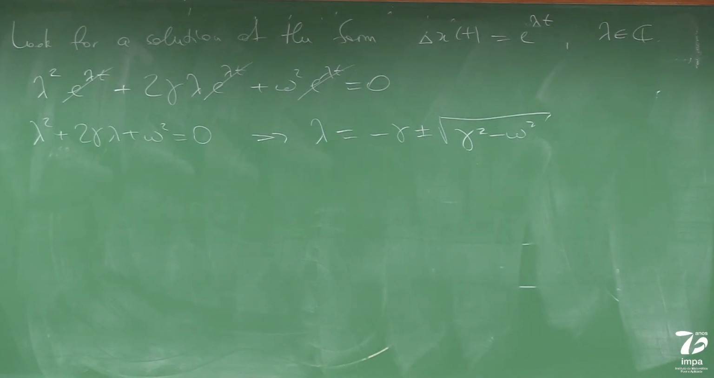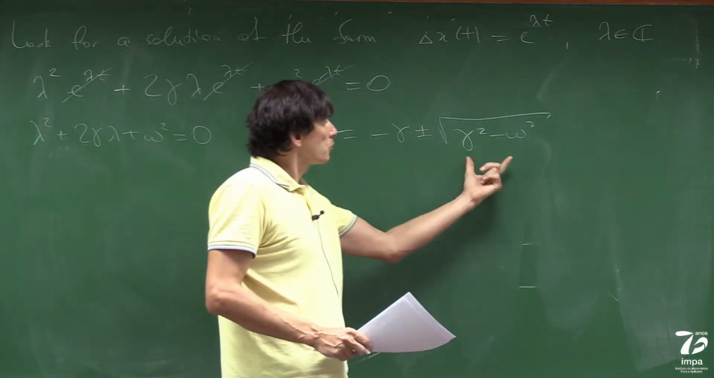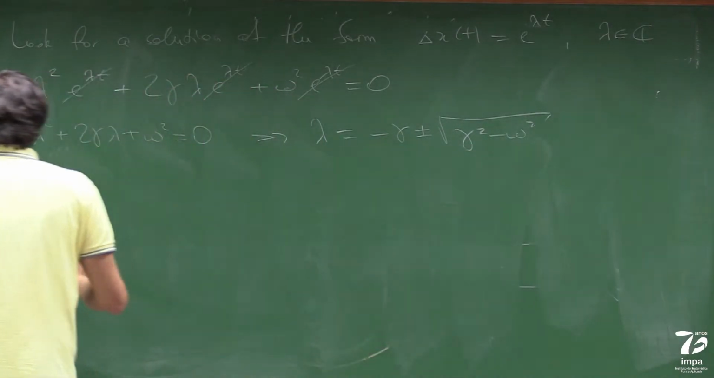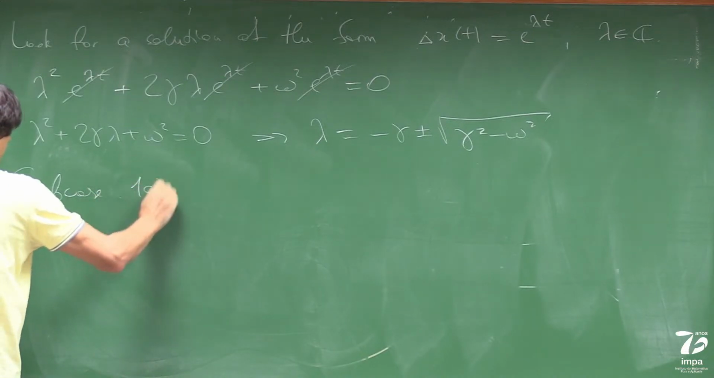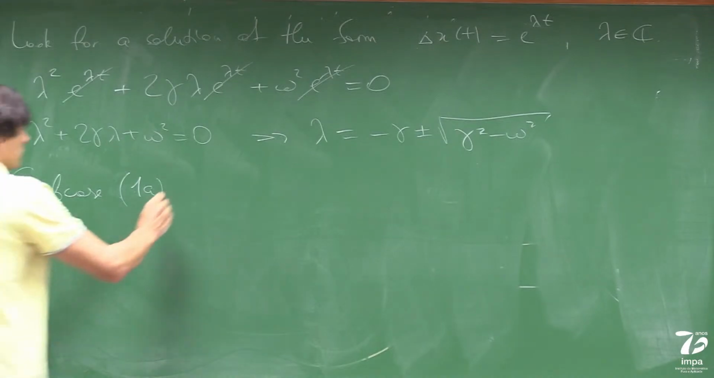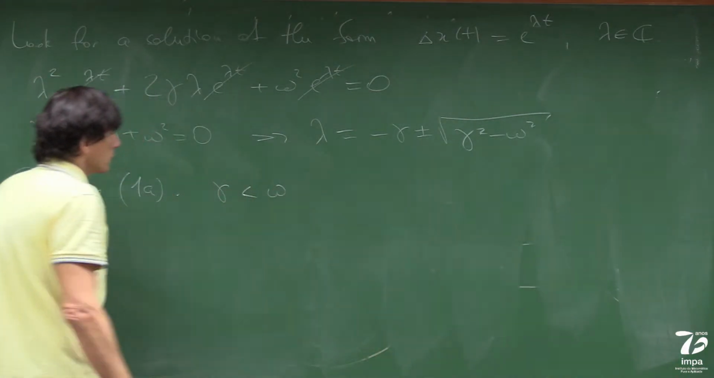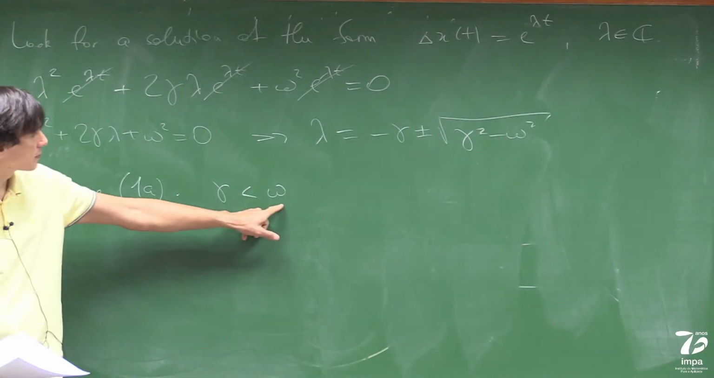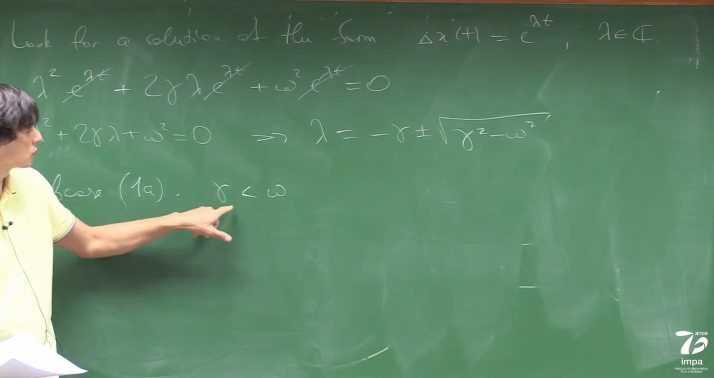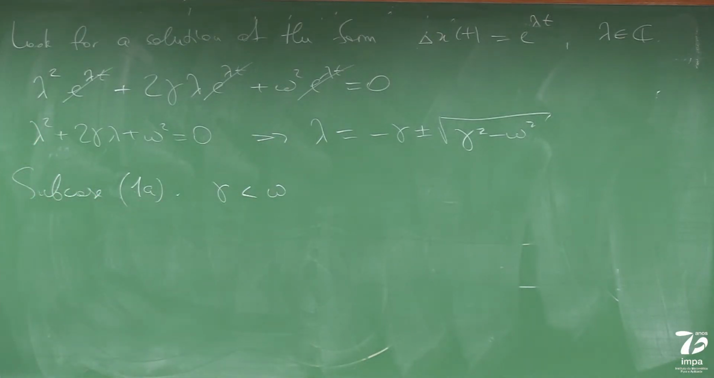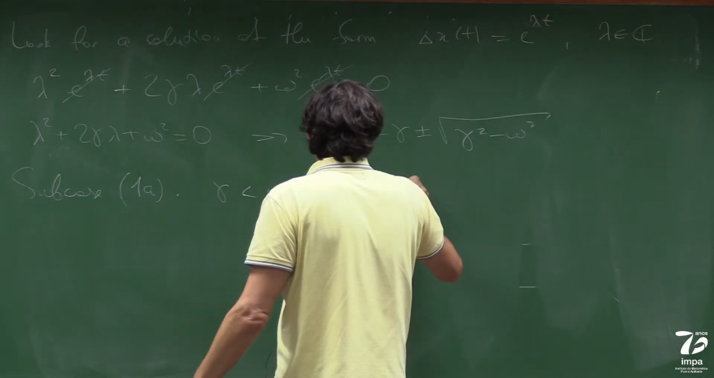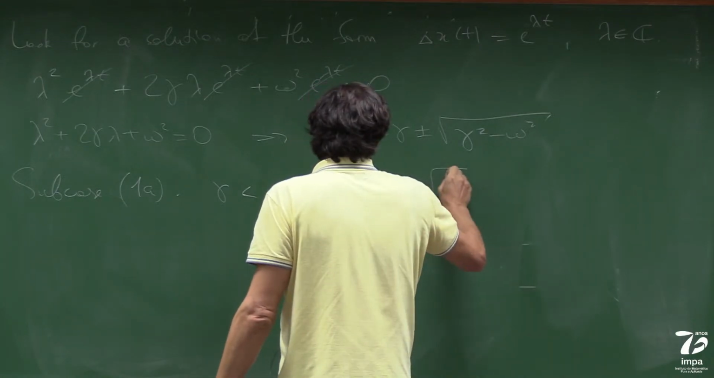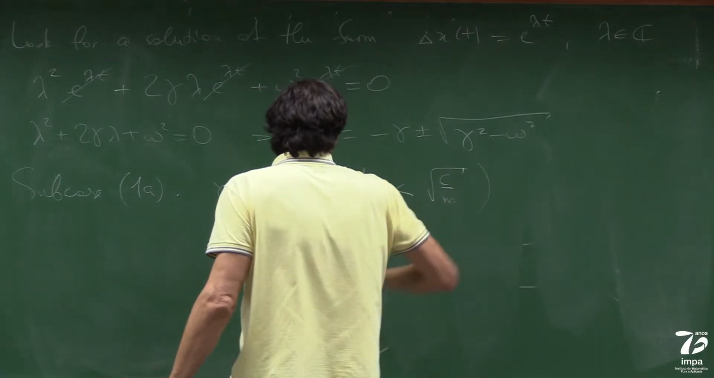So there are two subcases. The two subcases correspond to the two situations, whether the expression under the root is positive or negative. So we can have a subcase, it will be 1a, right? 1a will correspond to the case when gamma is smaller than omega. So the dissipation is weak, smaller than some value. Gamma is smaller than omega. Remember, what does it mean? It means that d over 2m is smaller than the square root of c over m. So that's the full condition.